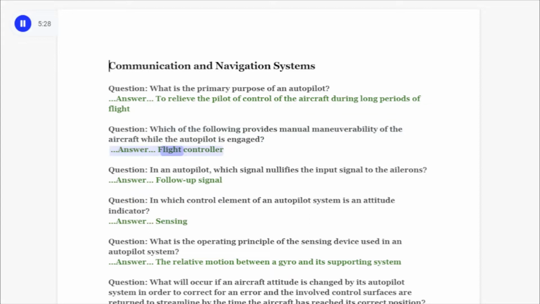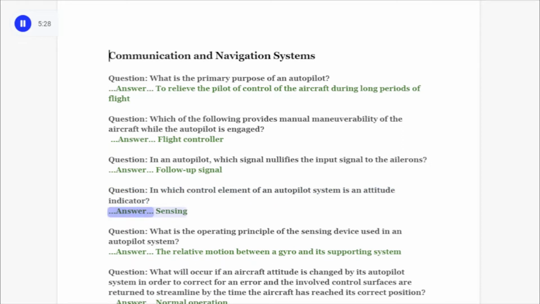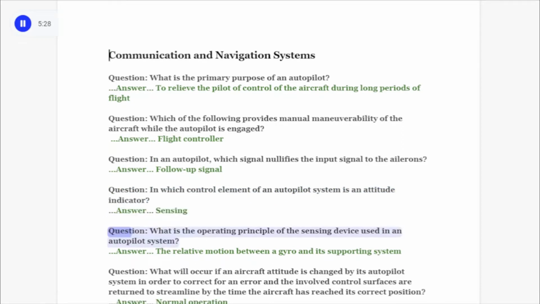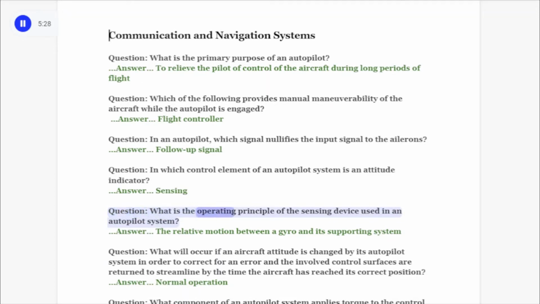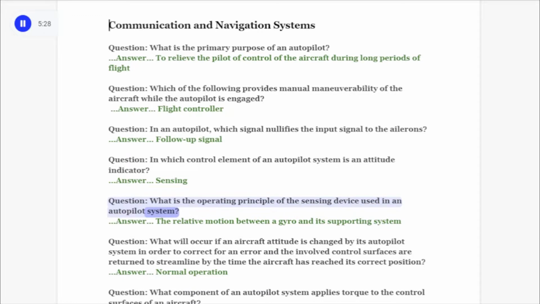Answer: flight controller. Question: in an autopilot, which signal nullifies the input signal to the ailerons? Answer: follow-up signal. Question: in which control element of an autopilot system is an attitude indicator? Answer: sensing. Question: what is the operating principle of the sensing device used in an autopilot system?